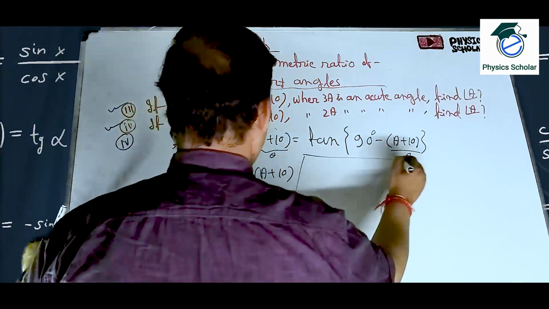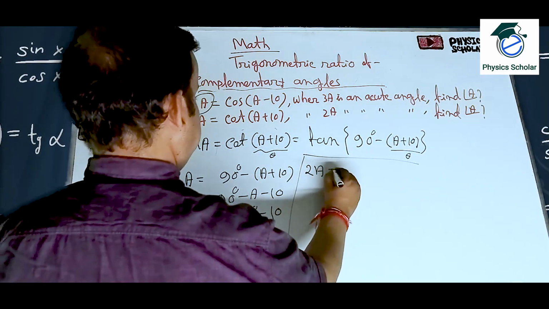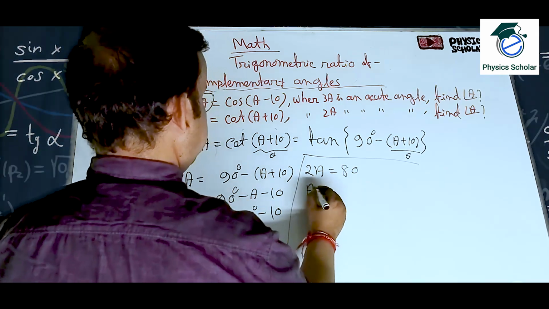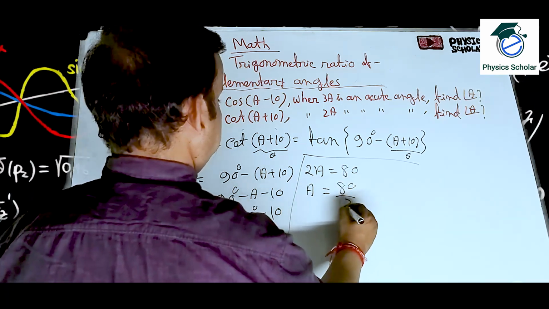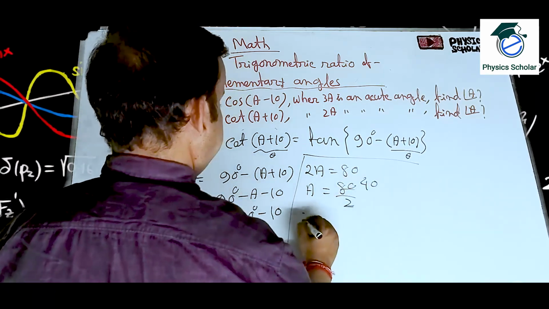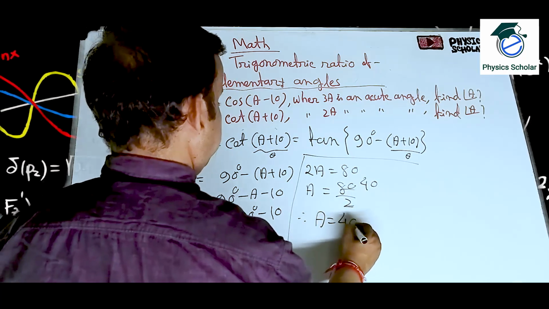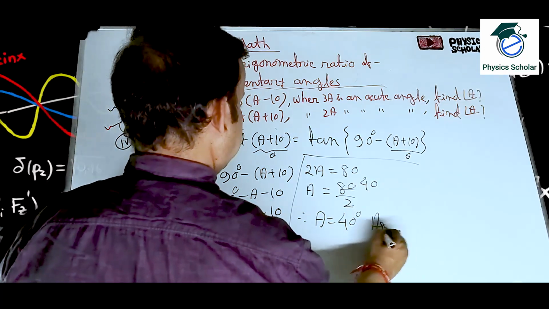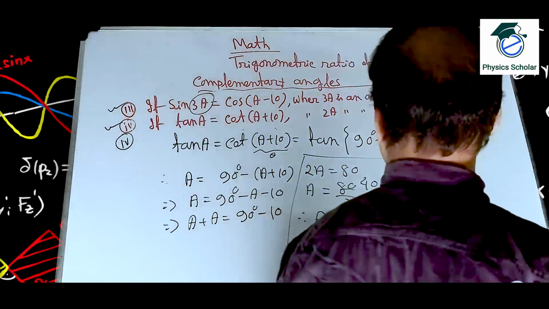Okay. Now what can we write? Twice A is equal to 80. So A is equal to 80 by 2. That means what? 40. Therefore A is equal to 40 degree. So this will be your answer. Okay. So A is equal to 40 degree.